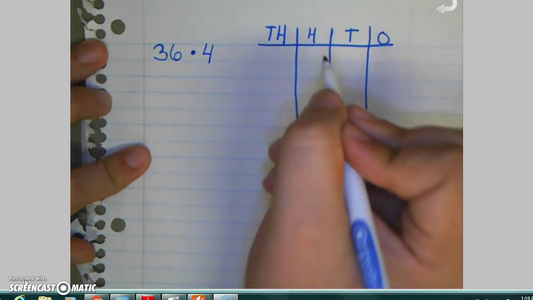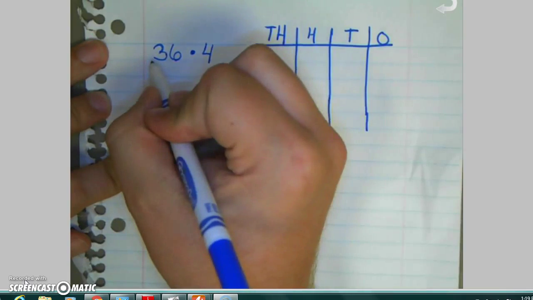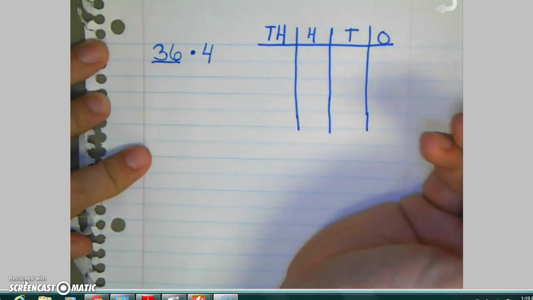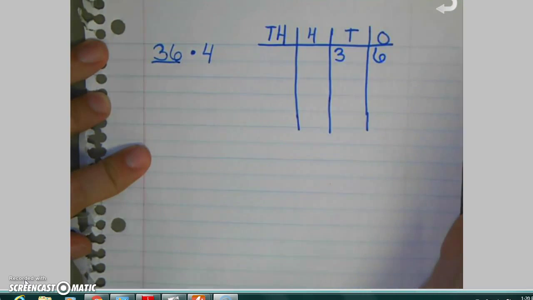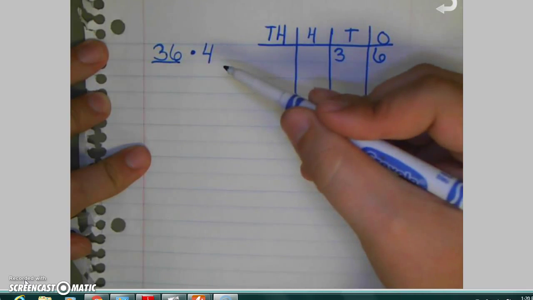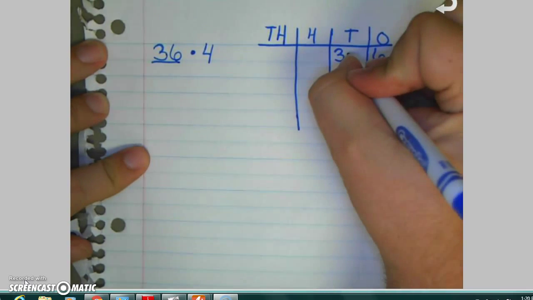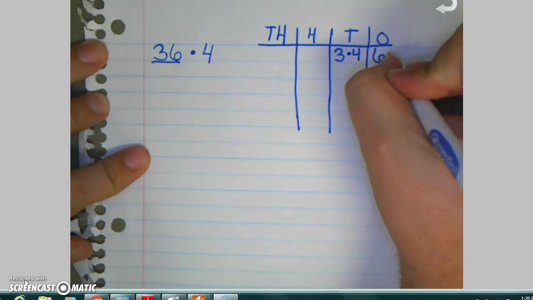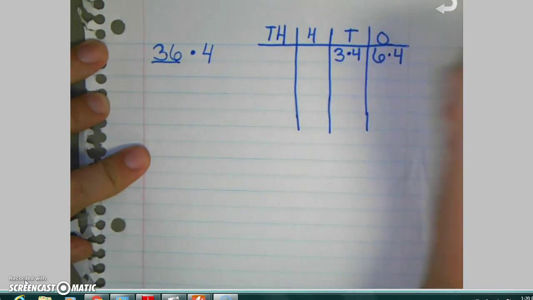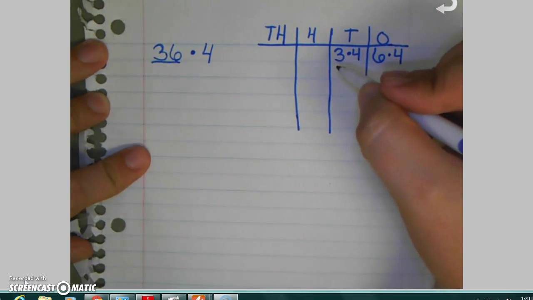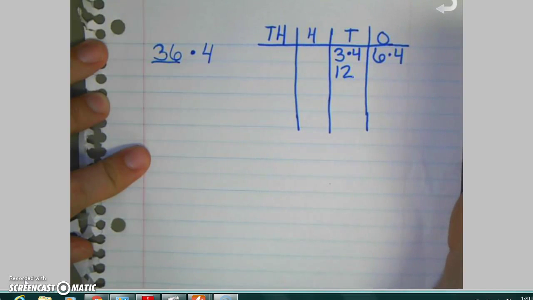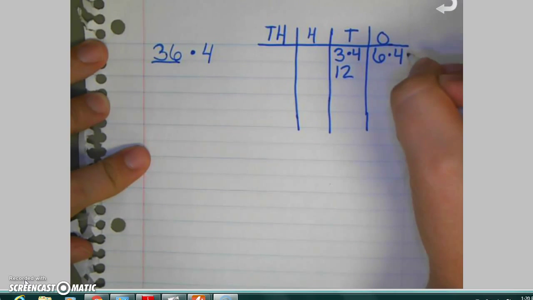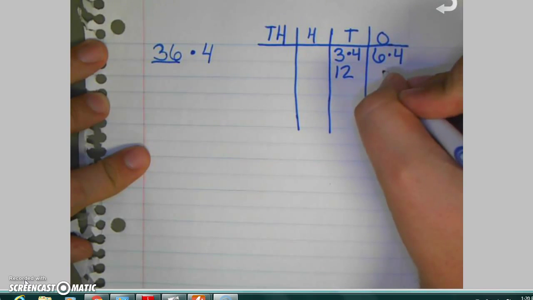So in my place value chart, I want to figure out how do I represent 36 in my place value chart. Well, 36 is 3 tens and 6 ones. Now, since I'm multiplying 36 by 4, I need to multiply my 3 tens by 4 and my 6 ones by 4. So if I multiply each of these out, 3 tens times 4 gives me a total of 12 tens. And 6 ones times 4 gives me a total of 24 ones.